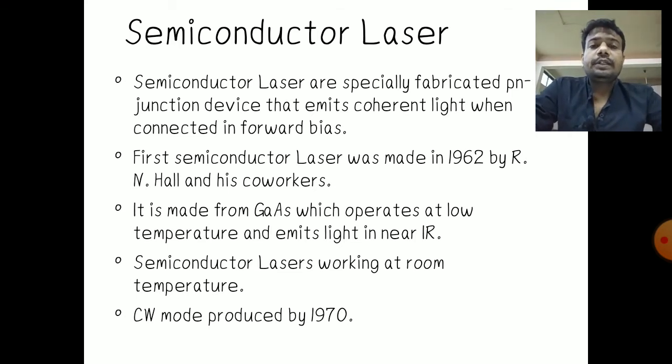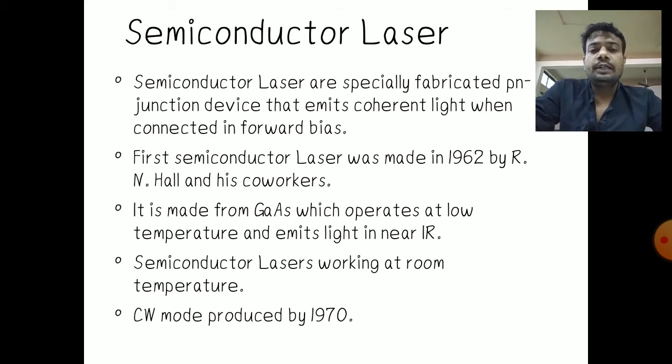Generally semiconductors are of two types, intrinsic semiconductor and extrinsic semiconductor. Intrinsic semiconductors are semiconductors of pure form, the purest form. Extrinsic semiconductors are those in which we add some impurity, and that process is known as doping. Such semiconductors are known as extrinsic semiconductors.